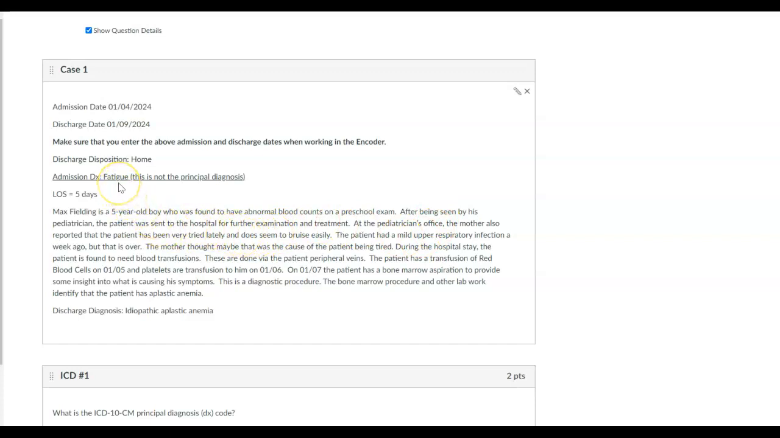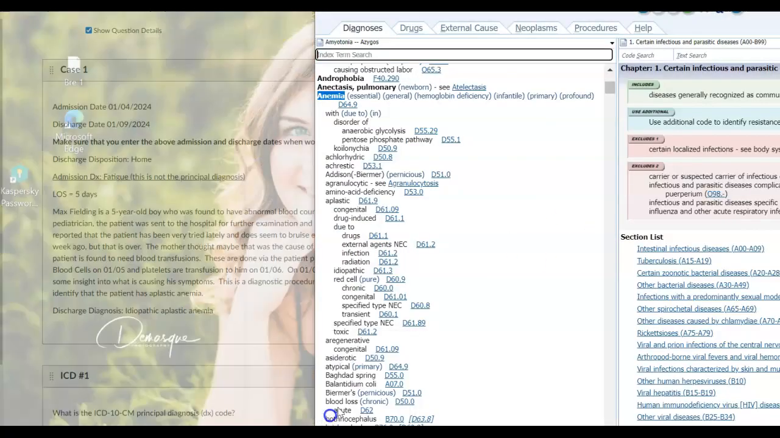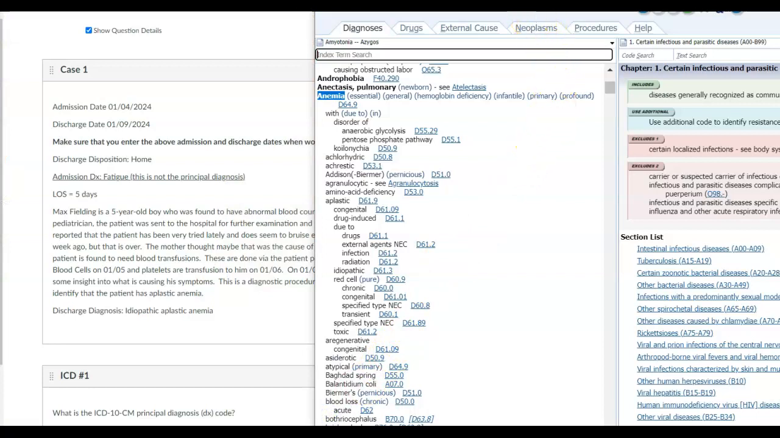One thing I want you to remember is I did put in the admission diagnosis as fatigue. This is not the principal diagnosis. That's going to be just the admission diagnosis. Usually your admission diagnosis is going to be integral or related to the principal diagnosis. So let's get these all mapped in. I'm going to have a bunch of screens popping up here.